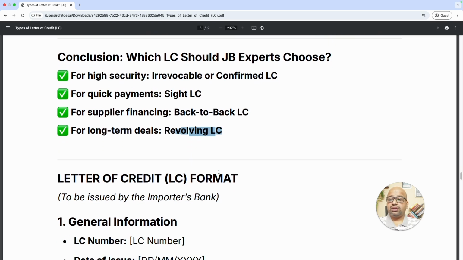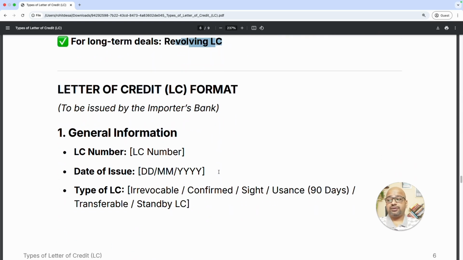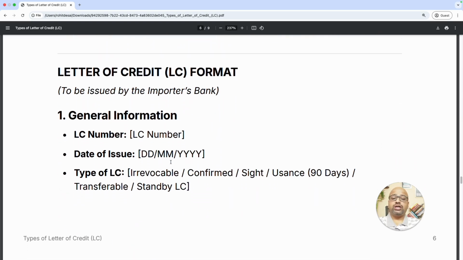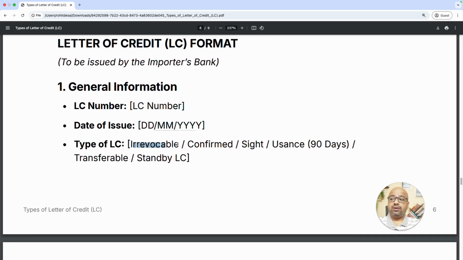Okay, so let's understand the LC format. What should an LC have? The LC number, date of issue, and what kind of LC is it? Is it usance with 90 days or 180 or 30 days credit? Sight LC, submit the papers, you'll get your payment. Confirmed LC, someone else is also guaranteeing your payment so that the money cannot go anywhere. Then irrevocable LC, no one can edit anything without your consent. Normally people use this, and I also recommend you to use this one.